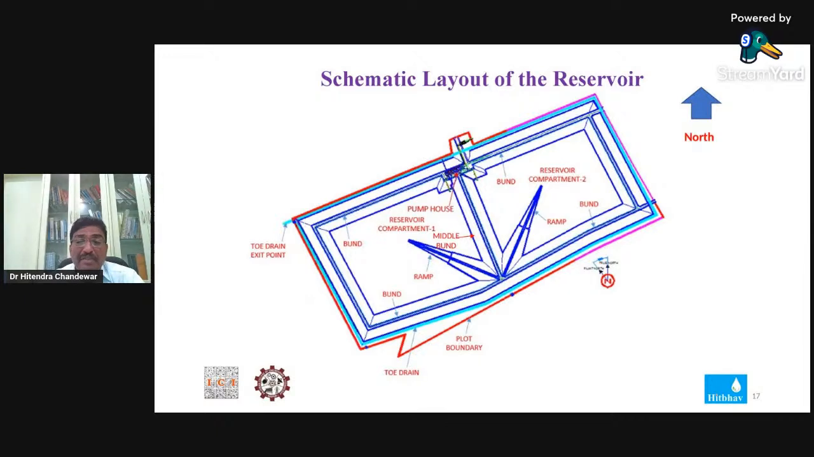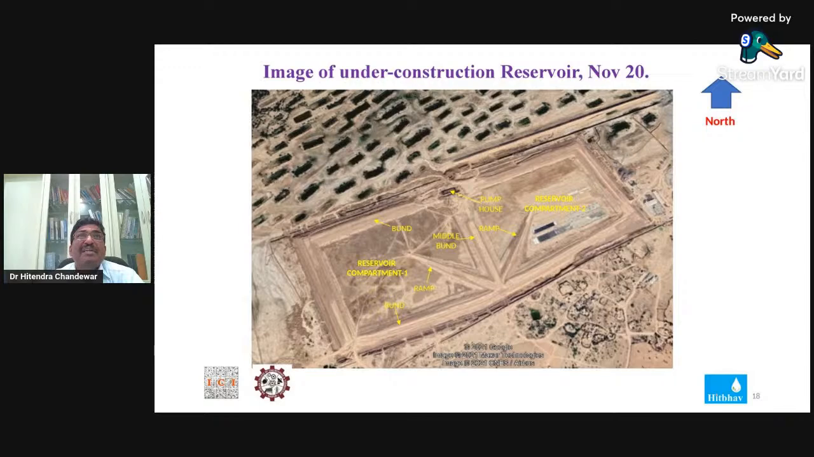Desilting can be done from one compartment while water can be lifted from the other compartment. So permanent ramps are provided for this reservoir in each compartment. This is during the execution. You will find the earthen work going on. This is the pump house location. This is actually a satellite image.